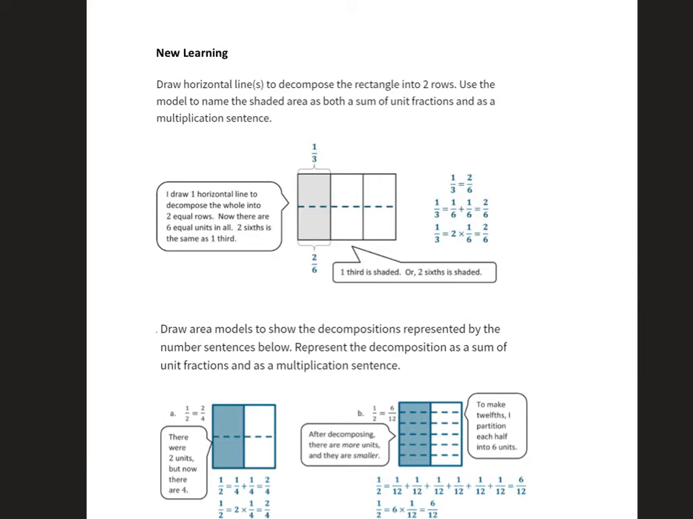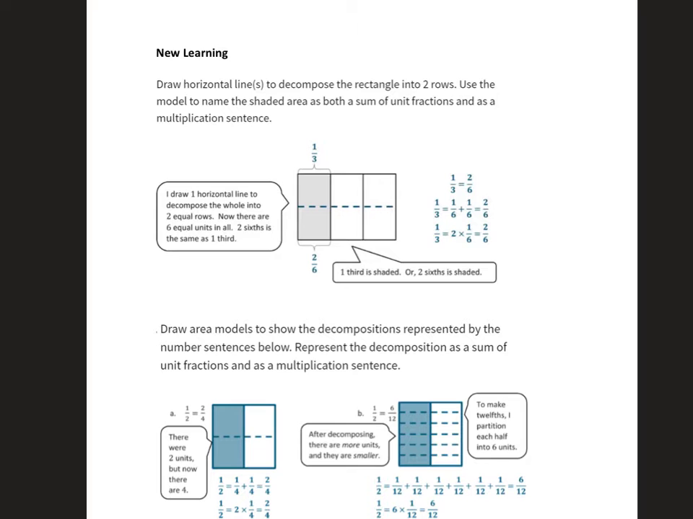Okay, so now we're on the next page, which is our new learning page. So it wants us to draw horizontal lines to decompose the rectangle into 2 rows. Then we're going to use the model to name the shaded area as both a sum of unit fractions and a multiplication sentence. Okay, so basically what we did yesterday, or on the last video, was we made equivalent fractions and we used tape diagrams. So this time we're doing the same thing, but we're going to be using area models.